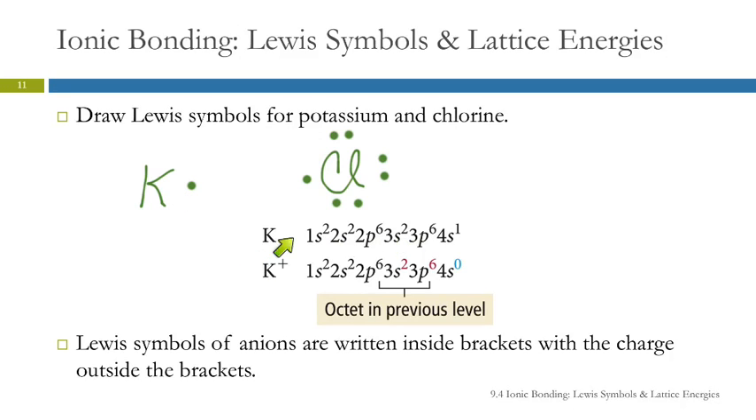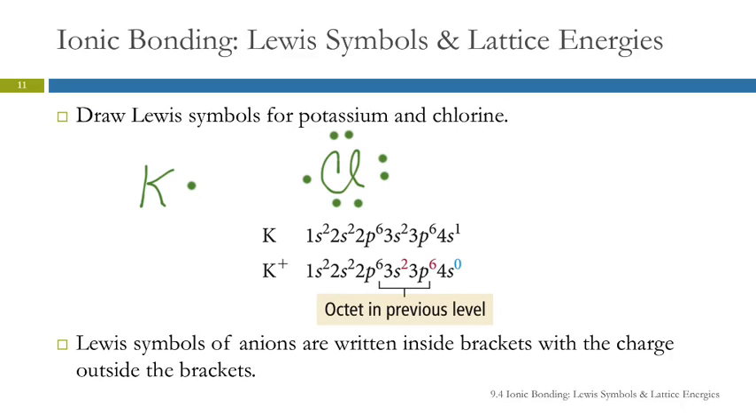So here we have, for our convenience, the electron configuration for potassium. And here we see that it has a valence electron here, just this one. If it loses that one valence electron, then what's left to be the new valence electrons are the n equals 3 electrons. And so now it has an octet in the previous level.